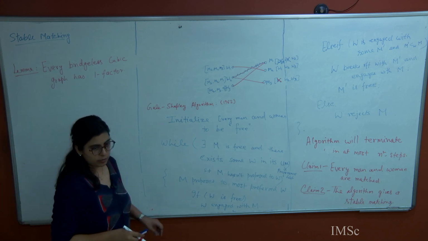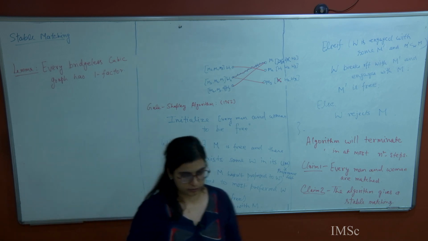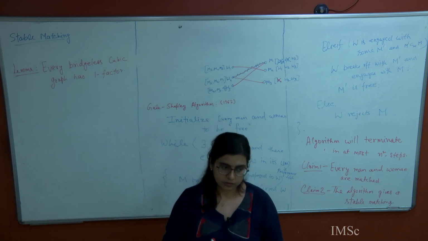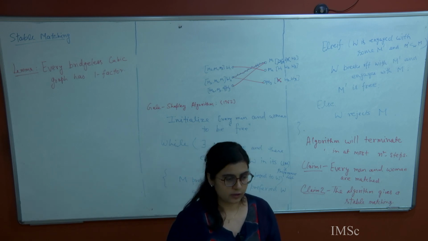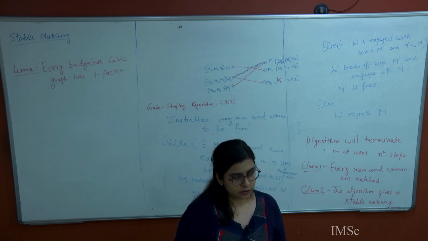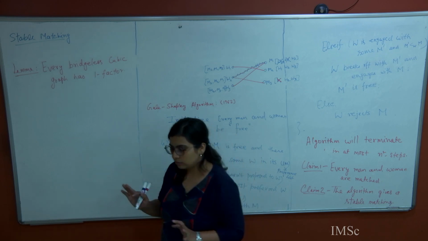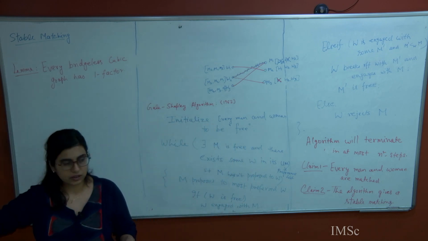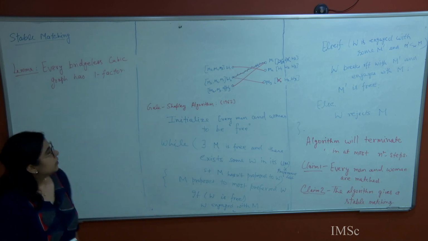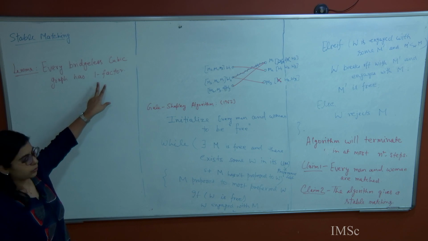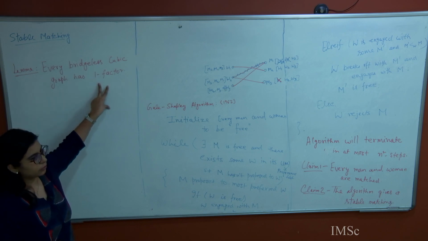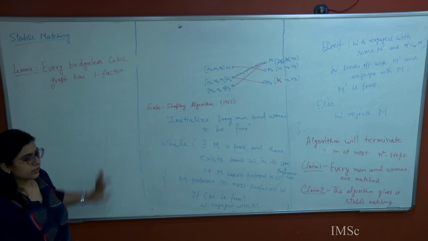Let's look at some application of Tutte's theorem. We will prove that every bridgeless cubic graph has a one factor. We saw that Tutte's condition is necessary and sufficient for a graph to have a one factor. So, to prove that this graph has a one factor, we need to show that Tutte's condition holds for every subset of the vertex set. That is our goal.